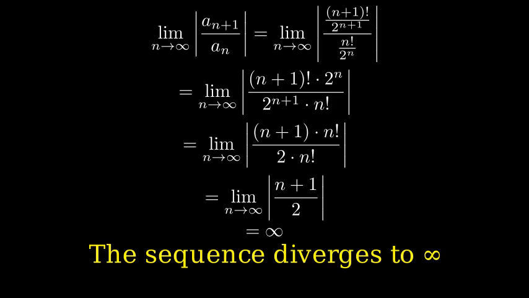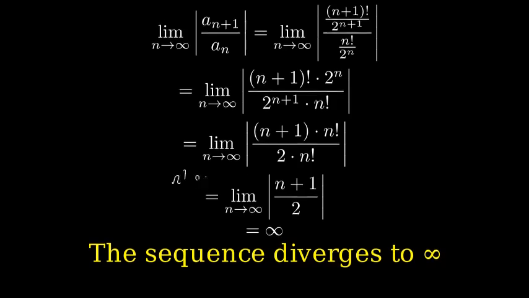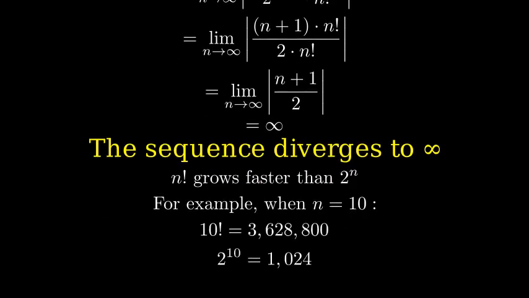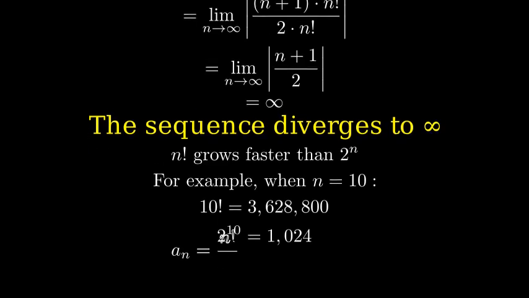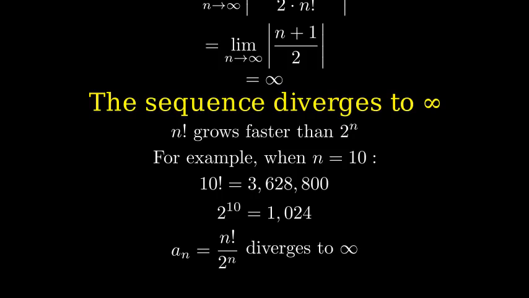This makes sense intuitively because the factorial in the numerator grows much faster than the power of 2 in the denominator. For large values of n, the factorial dominates, causing the sequence to grow without bound. Therefore, we can conclude that the sequence a sub n equals n factorial divided by 2 to the n power diverges to infinity.